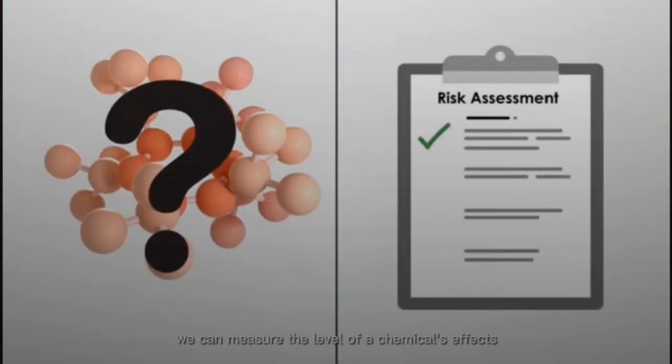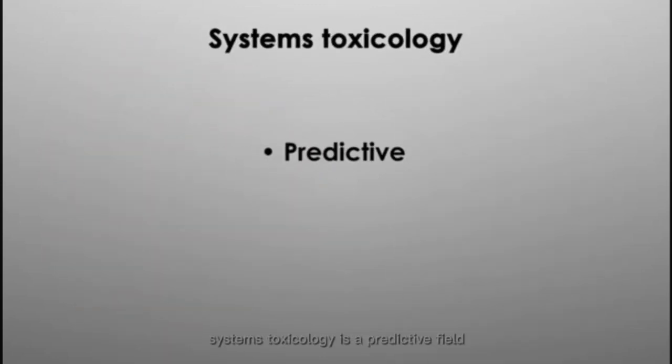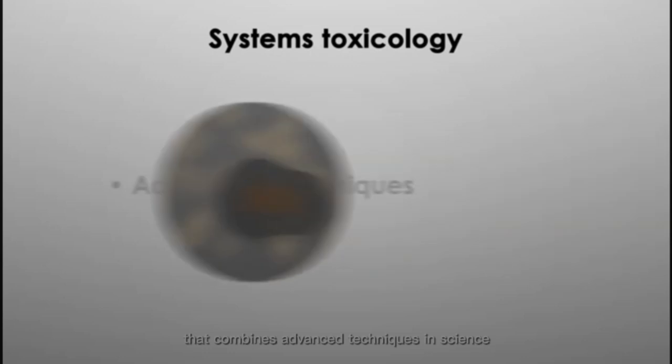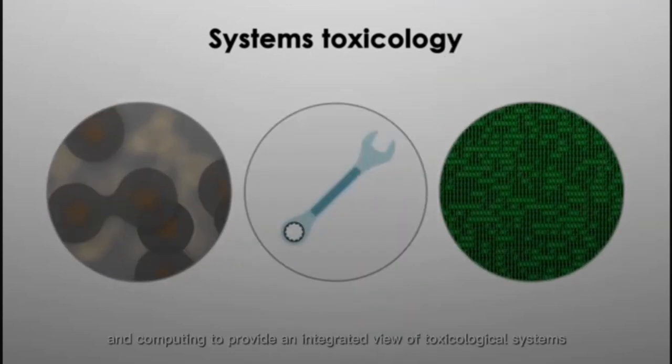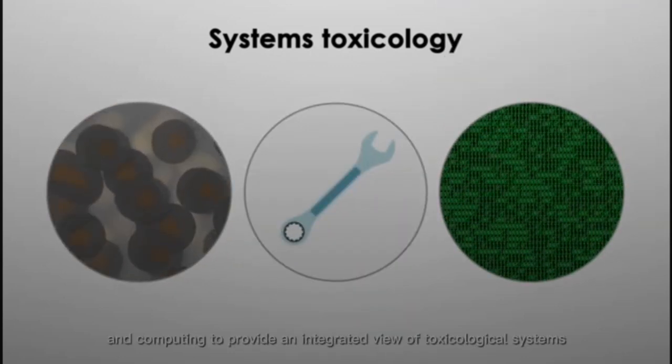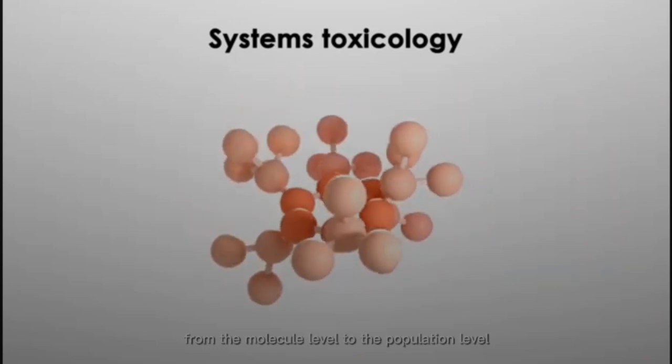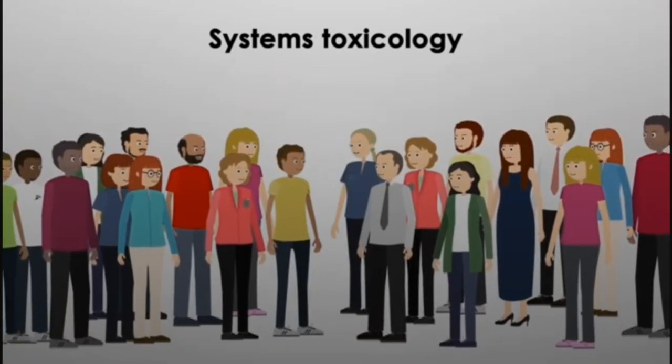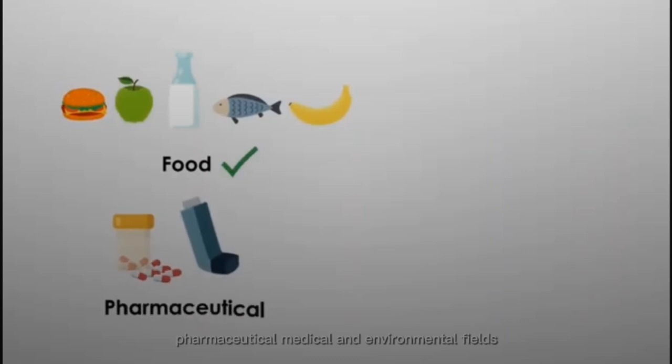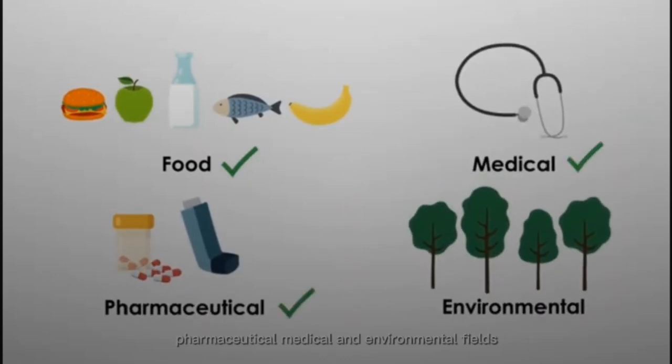We can measure the level of a chemical's effects and compare it with the effects of other chemicals. Systems toxicology is a predictive field that combines advanced techniques in science, engineering, and computing to provide an integrated view of toxicological systems from the molecule level to the population level. A novel discipline with applications across food, pharmaceutical, medical, and environmental fields, systems toxicology is continually evolving to consider susceptibility factors and become increasingly personalized.